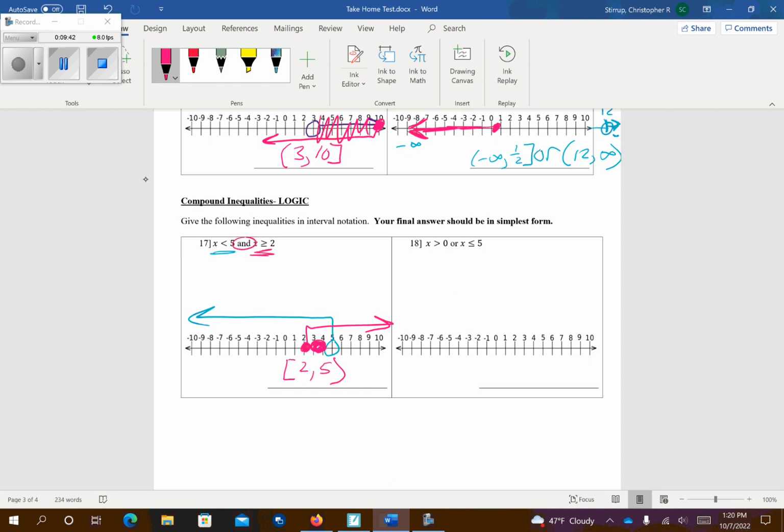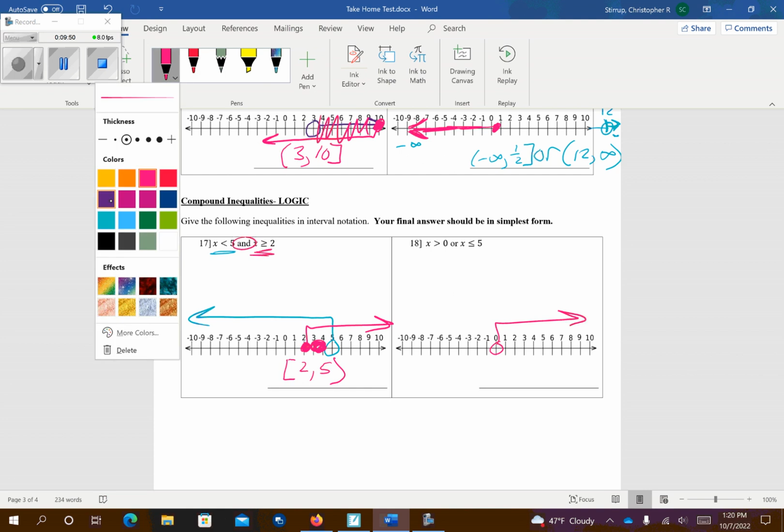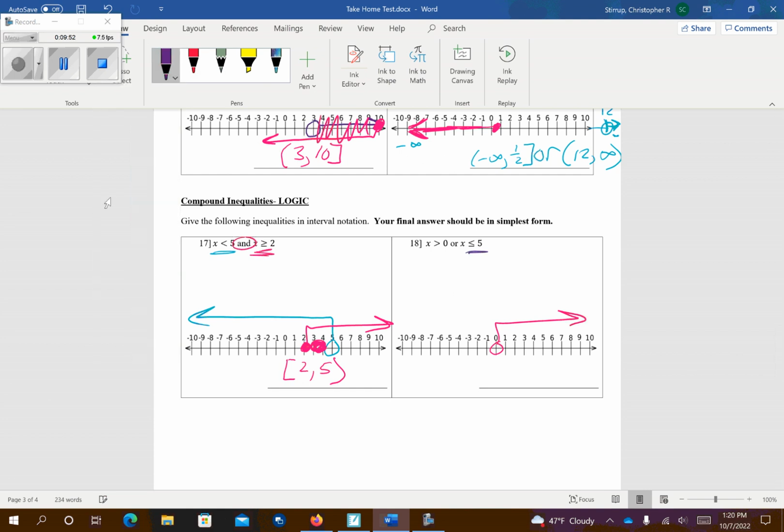Let's try this one. X is greater than 0. So this is going to go to the right. And then I'm going to change the color. For this one, I'm going to go solid dot on the 5, and I'm going to go this way. Now remember, this is OR. So I don't have to worry about overlap. Well, this graph exists both ways, so we're going to go from negative infinity to infinity, and it's all done.